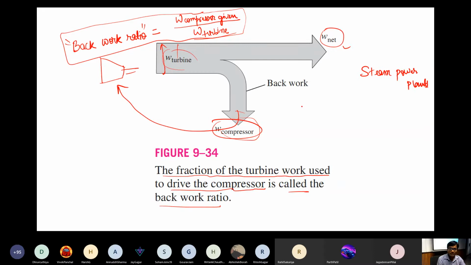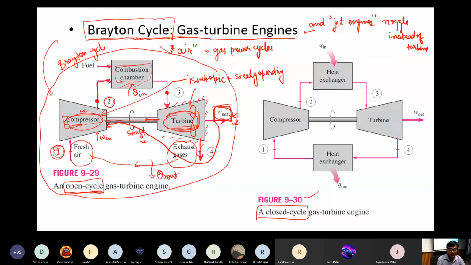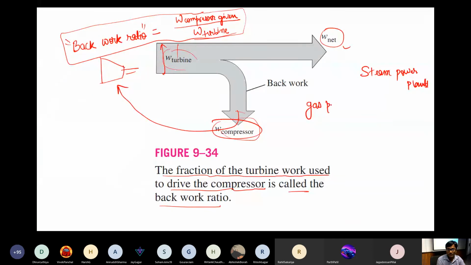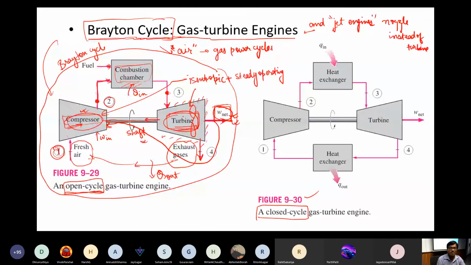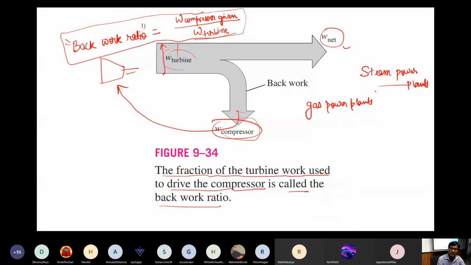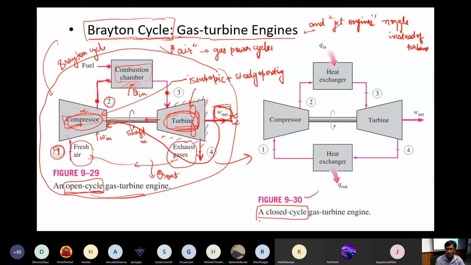The reason being the extra work, the portion of the work that is being diverted to the compressor. Since this is the open cycle, first we'll talk about this, then we'll come to the steam power plant and gas power plant differences and why this back work ratio is important. Let's first talk about this closed cycle.